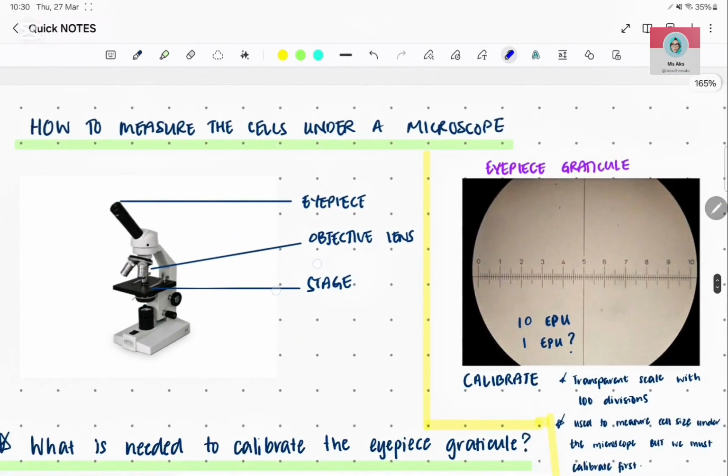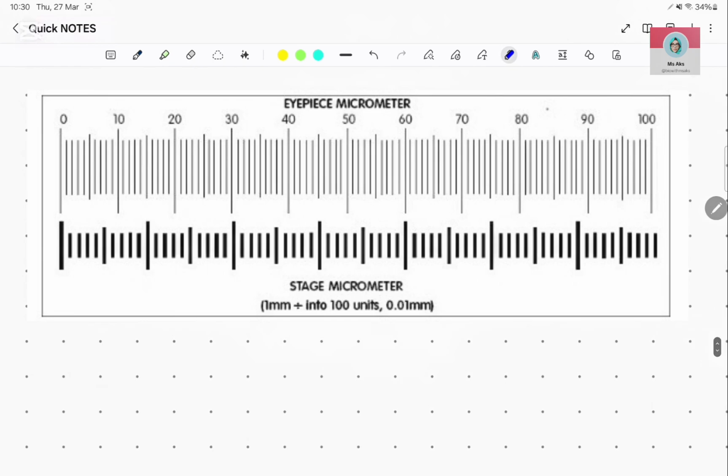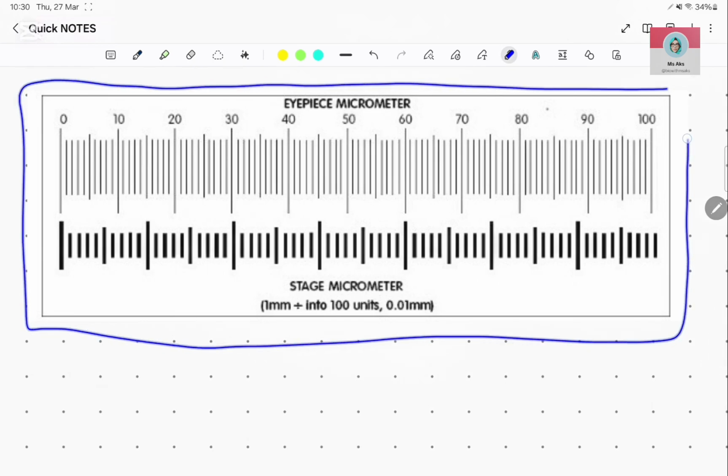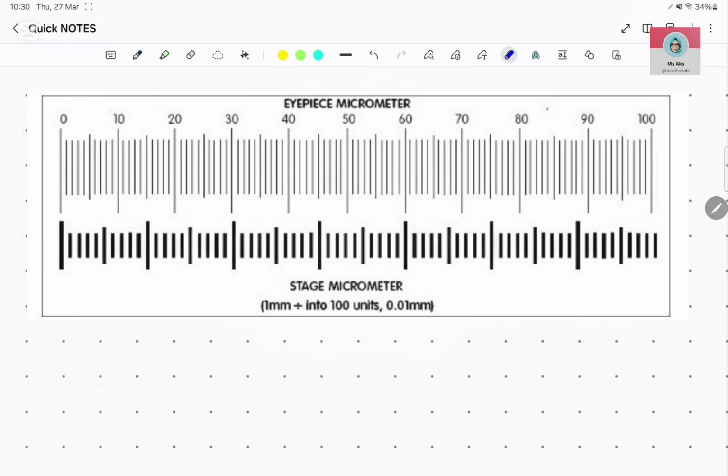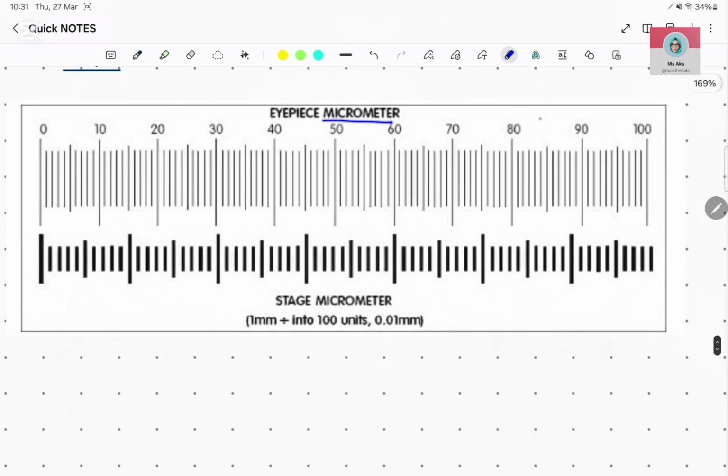Okay, I'm going to put them here, on the stage of the microscope, and we are going to align them with our eyepiece graticule. I'm going to use an image as an example. What you're seeing now is an example of how we can align the stage micrometer and the eyepiece graticule.